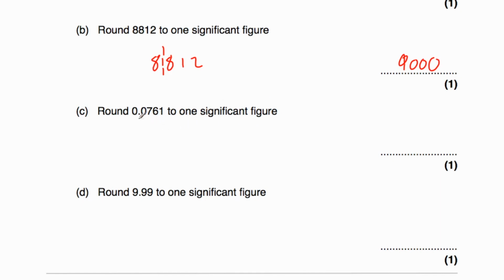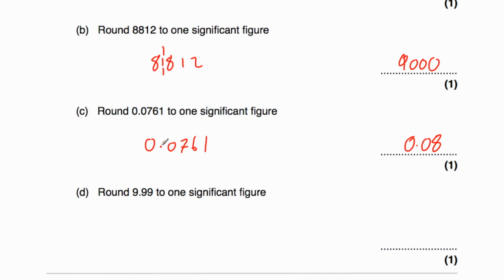Now here we want to round this to one significant figure, so our 0.0, we ignore those. Our first significant figure is the 7, that digit, so we're either going to have a choice of 0.07 or 0.08. Because 0.0761 is closer to 0.08 than it is to 0.07, our answer would be 0.08. That's it.